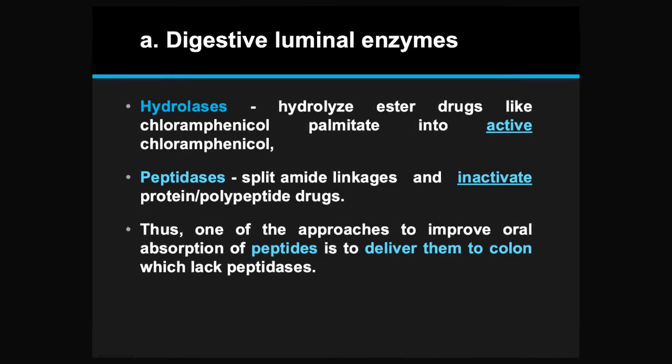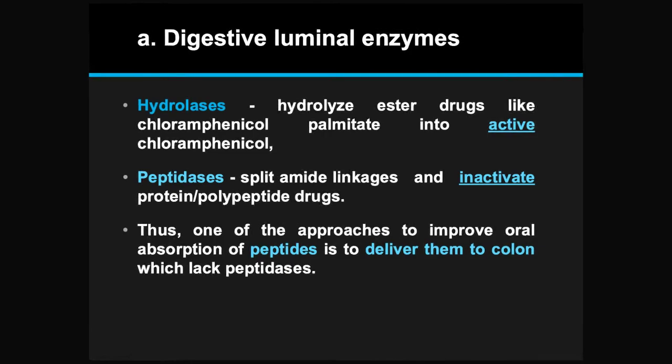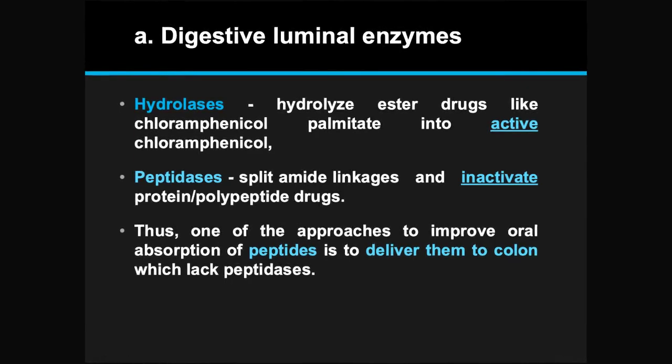These digestive luminal enzymes perform critical chemical transformations, such as when hydrolases specifically target ester-based drugs like chloramphenicol palmitate to cleave the bond and release the active, therapeutically potent chloramphenicol molecule. In contrast, peptidases present a biochemical barrier by attacking amide linkages, which effectively dismantles and inactivates protein and polypeptide drugs before they can reach the epithelial surface.